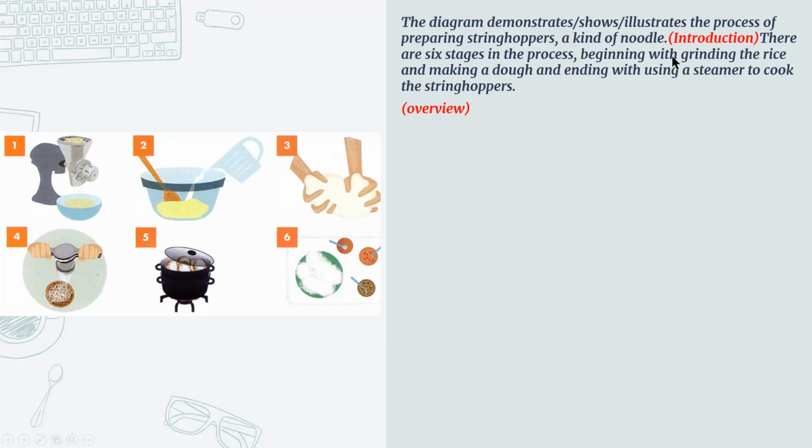Okay, so the first thing that you need to start with when you are describing a process, always you need to start with the introduction, then the overview. Sometimes the overview can be the conclusion, but we will talk about that later. Okay, just follow my lead and start with the introduction, then the overview. This is how it's done.